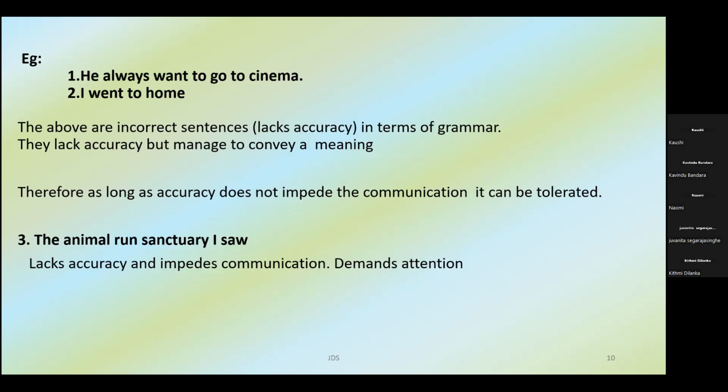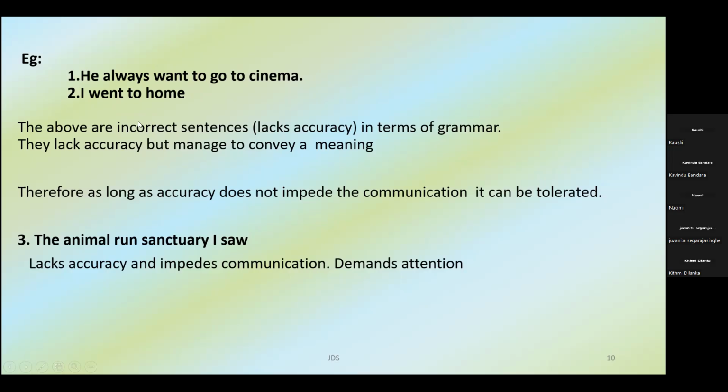What can you tell about both of these sentences? Are they correct in terms of grammar? In the first one, always should come at the end. In the second one, you don't say to home, I went home. Other than always coming at the end, don't you have any other errors? He always want to go to cinema, right? So the S is missing. Subject verb agreement, you don't have proper agreement, right? So he wants to go to cinema always, or he always wants to go to cinema, it should be. So there is a mistake, error.